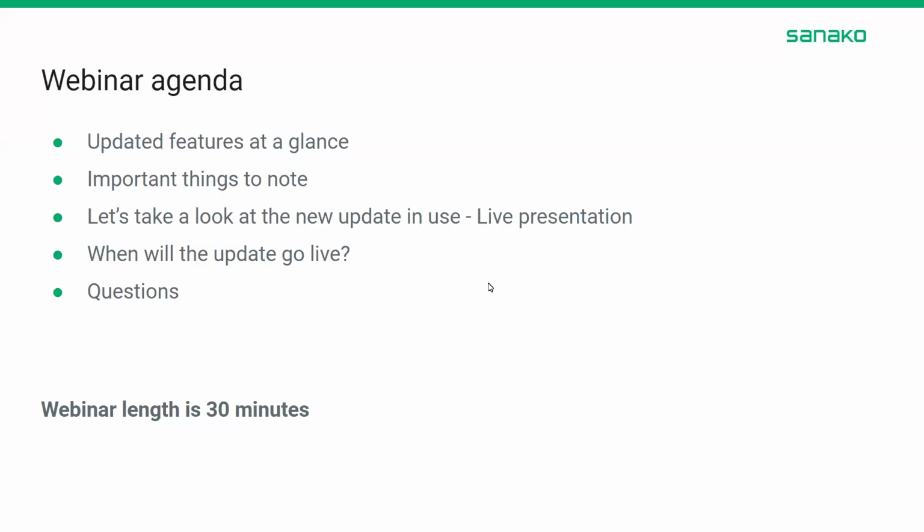The agenda for this webinar is we'll first take an at-a-glance look at the updated features. I will talk through them. We will also take a look at some important things to note after the update arrives. Then I will show you the solution itself. We'll take a look at how things work there. We'll answer the question of when the update will go live, and then we'll have time for questions. The webinar length is probably around 30 minutes.